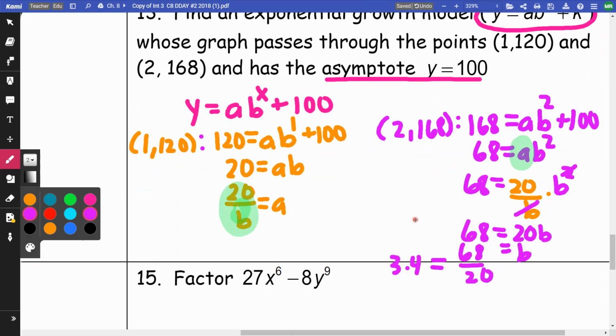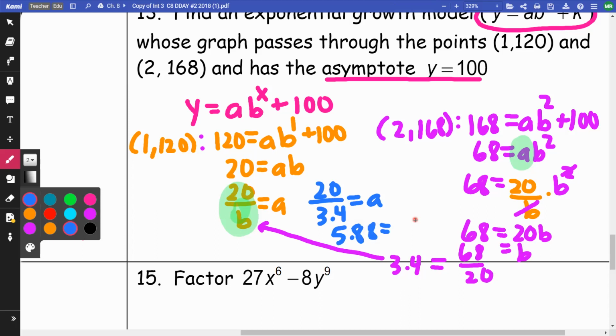Now to find my A, I can put that 3.4 in here. And when I do that math, I'm going to have 20 over 3.4 equals A. So 20 divided by 3.4 equals about 5.88. So I get about 5.88 is equal to A.